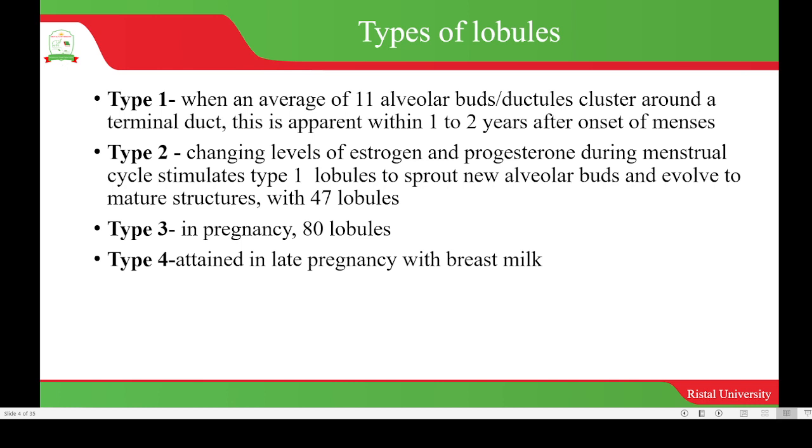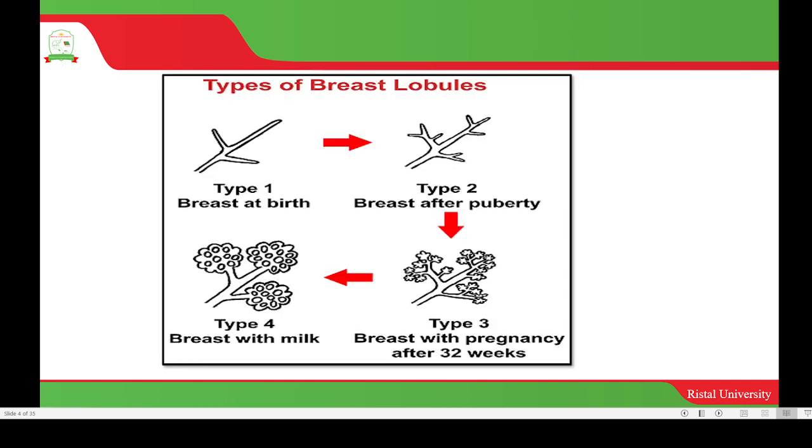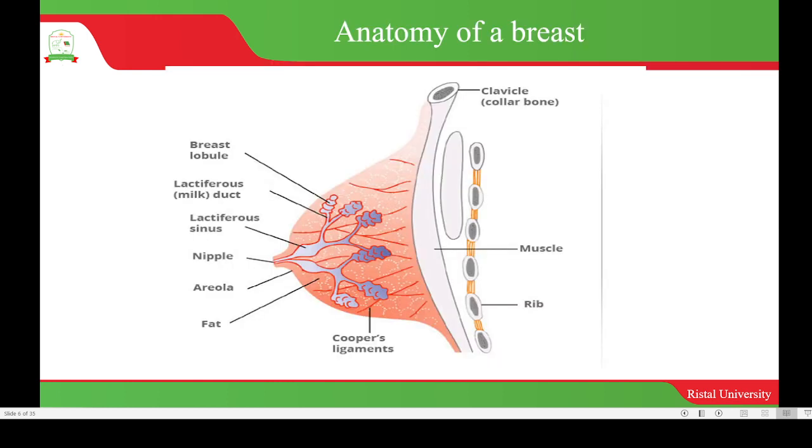The type 3 lobules occur in pregnancy, and this is where we have about 80 lobules. The type 4 are attained in late pregnancy with the production of breast milk in preparation for lactation. So this is a simple diagram that shows you the different types of breast lobules. And this is the anatomy of the breast. You can observe it and know each of the parts involved.